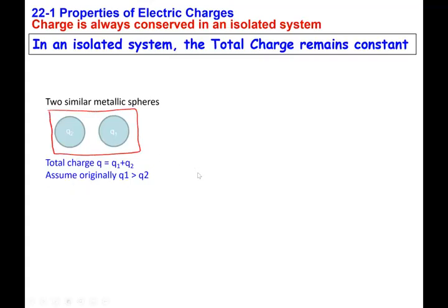Okay, let's assume somehow we bring the two spheres together. They are exactly similar spheres. If they are touching, clearly the total charge Q is still going to be equal to Q1 plus Q2. So delta Q is still 0. So the charge Q after they touch is Q1 plus Q2.